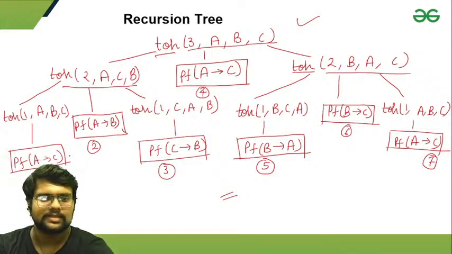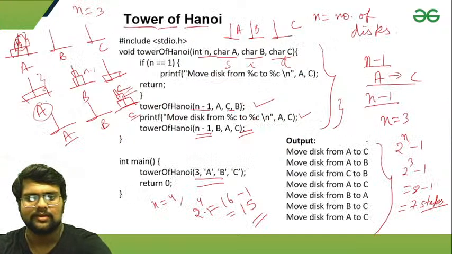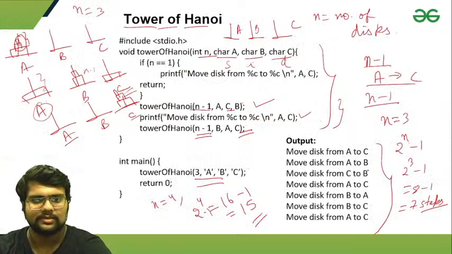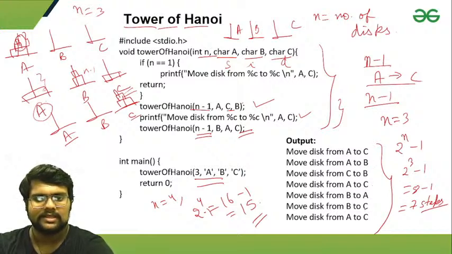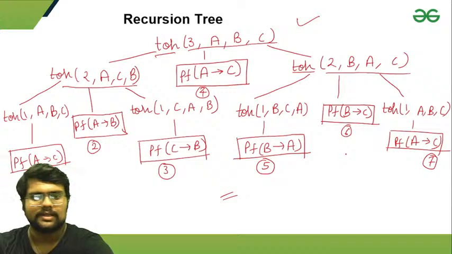Okay, so A to C, B to A, C to B, A to C, and B to A, then B to C, then A to C. Okay, so we also get the same output: A to C, B to A, B to C, A to C, B to A, B to C, and then A to C. So this is the same output that we are getting from the recursion tree.